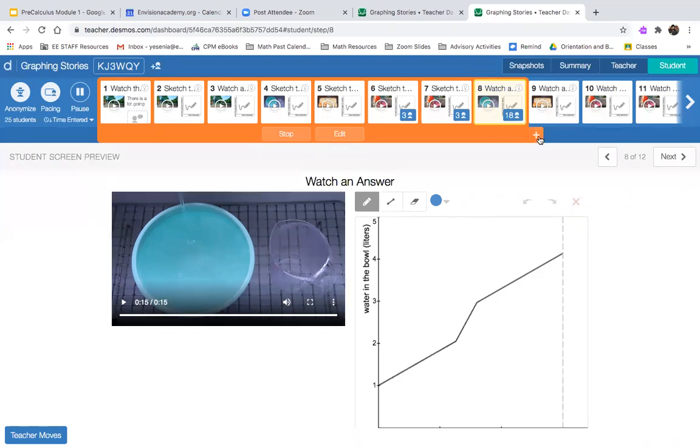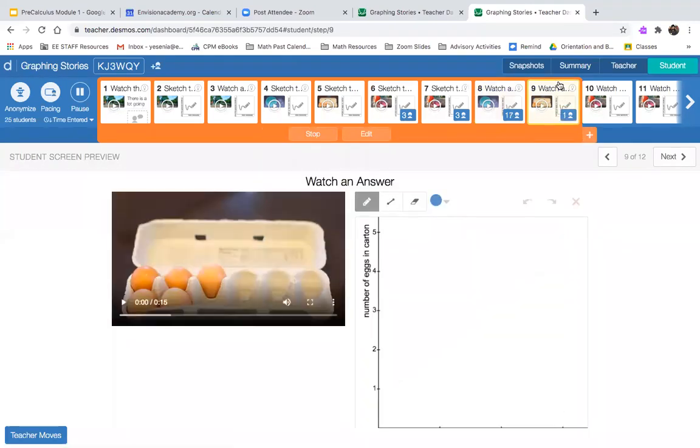Let's check out number 9, the one with the eggs though. Let's move on to the next screen. So let's watch this answer. So this one's the most interesting one because we had the most variety.